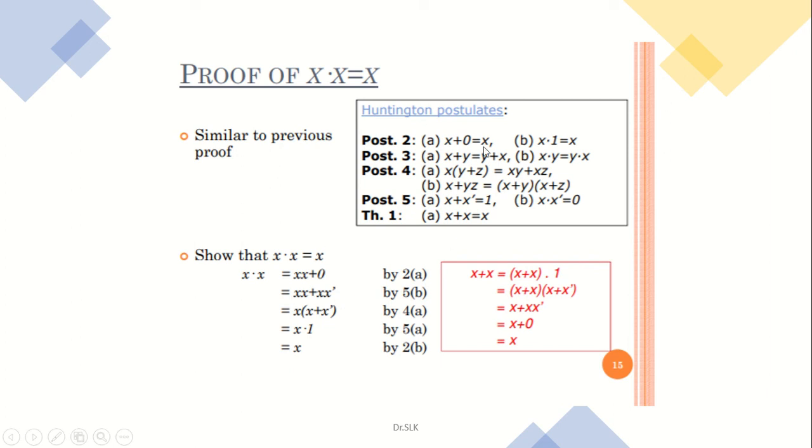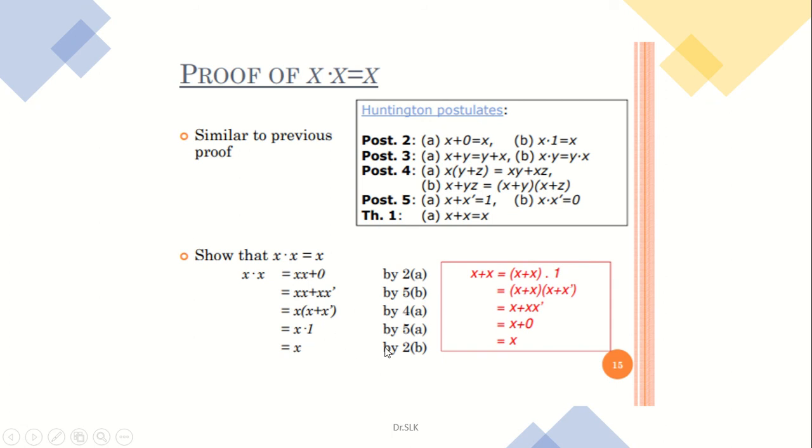Now to make that 0, use postulate number 5b, that is x into x dash equal to 0. Instead of this 0, put x into x dash. Now take x in common from these two terms, so x into (x plus x dash). This x plus x dash is 1, so x into 1 is equal to x.